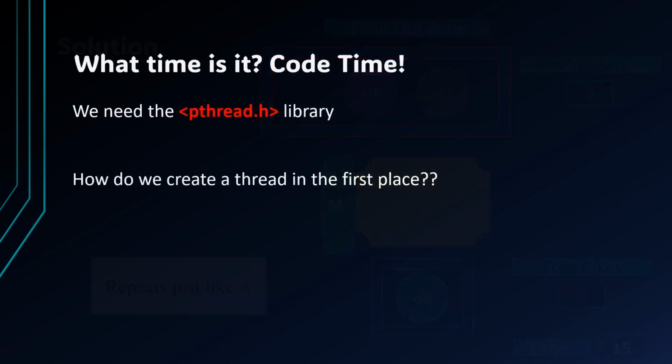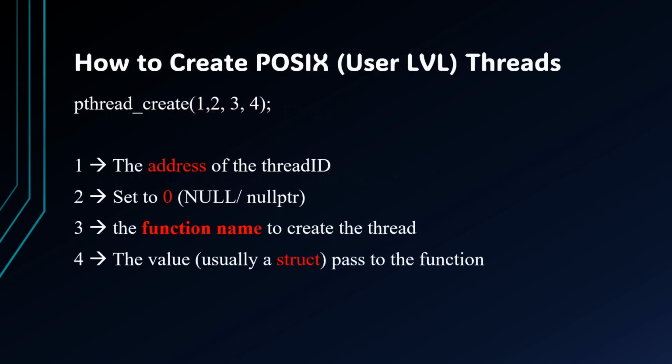All right, now what time is it? It's code time. We need the pthread library. I think it works only on Linux. I'm not sure, but I'm pretty sure, because that's why we had to get Ubuntu and whatever. How do we create a thread in the first place? We use pthread_create from this library.